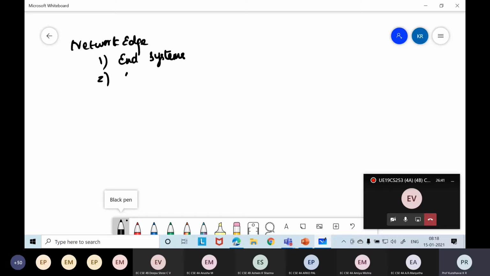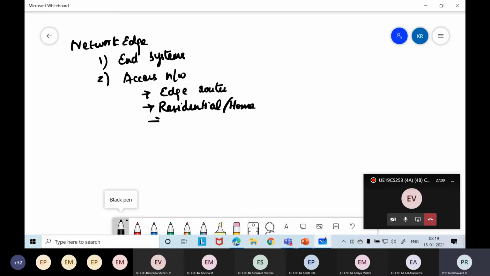So next we moved on to access networks. In that we discussed something called an edge router, the first router that's connected to the host, right? Then we talked about how this edge router is connected to the network. So there are ways: residential or home access, and one more is enterprise access, right?